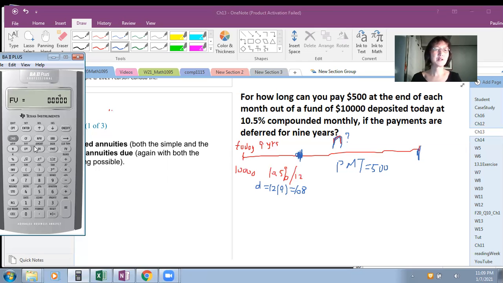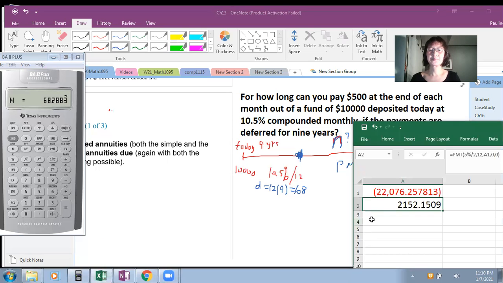Last step, compute N, and you get this number. So this means if you take 68.28 months, usually we just round up to 69 months. So this is a calculator method.